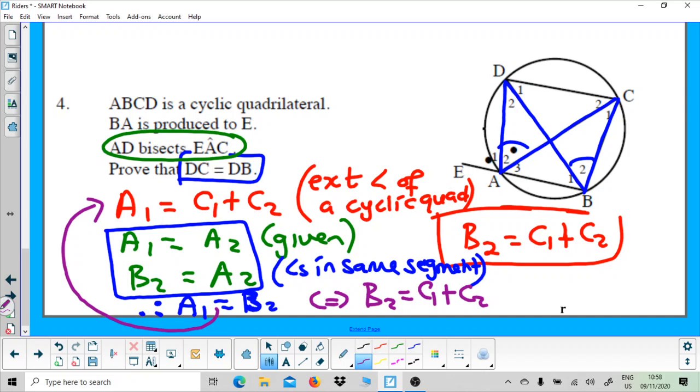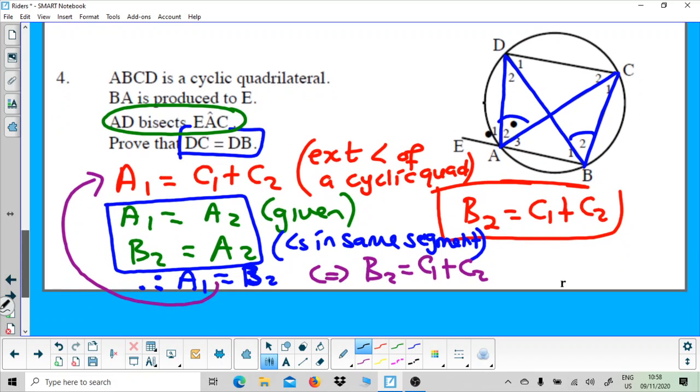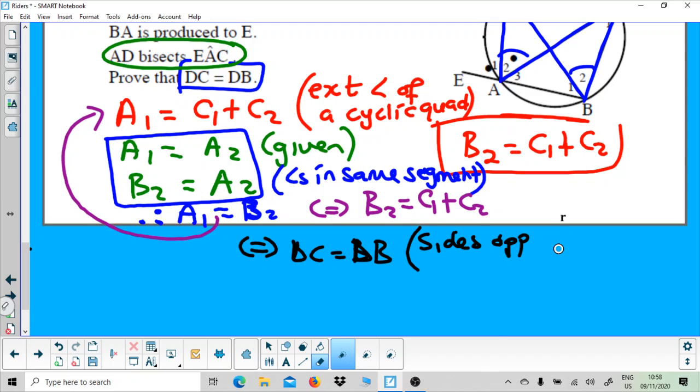We are running out of space, but we can write on this one. If I prove that B2 is equal to C1 and C2, I can now conclude that DC must be equal to DB. Therefore, DC, I hope you can see this, is equal to DB. And these are sides opposite equal angles. So that is all you do with this question.